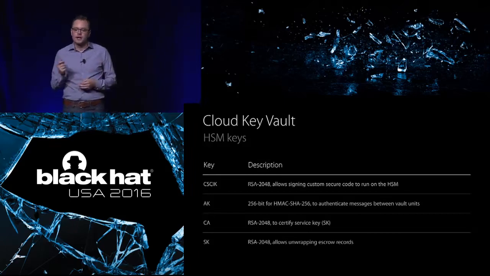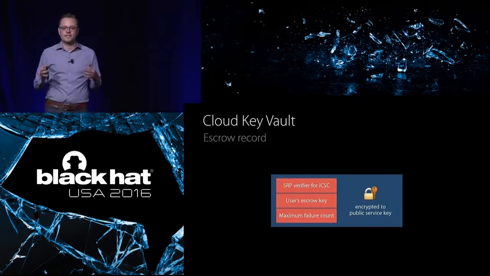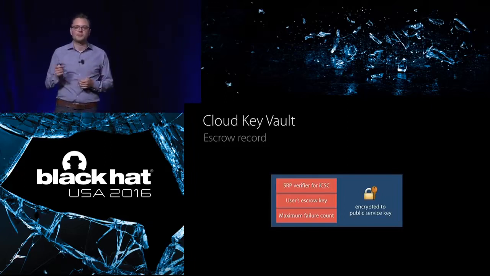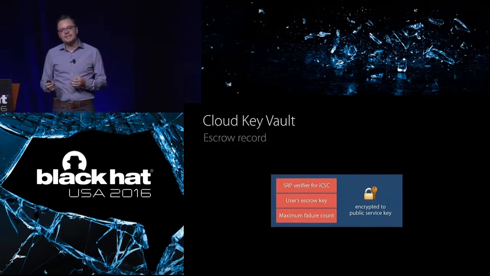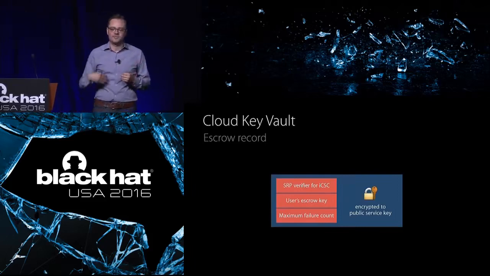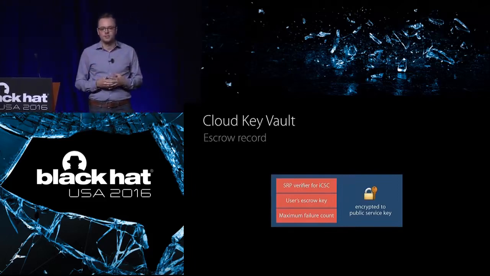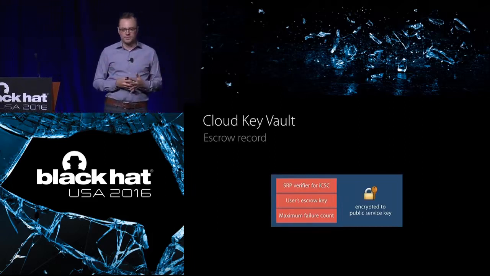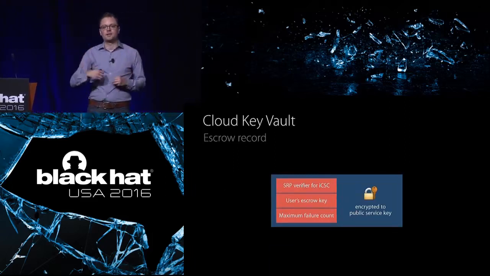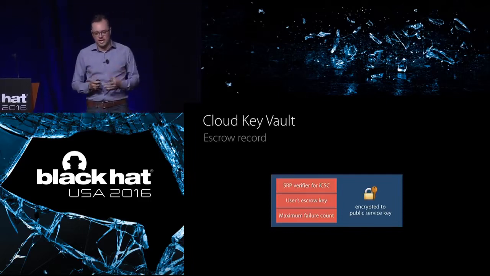So what's an escrow record? I mentioned earlier, it's the user's strong randomly generated escrow key. It's an SRP verifier for their iCloud security code, commonly device passcode. And then it's a maximum failure count of how many incorrect attempts on the iCloud security code are allowed within the context of this record before no further attempts are allowed. So this escrow record is encrypted to the public service key for the Cloud Key Vault.